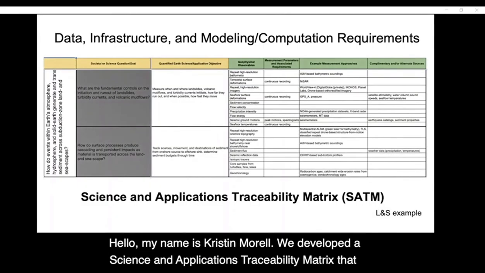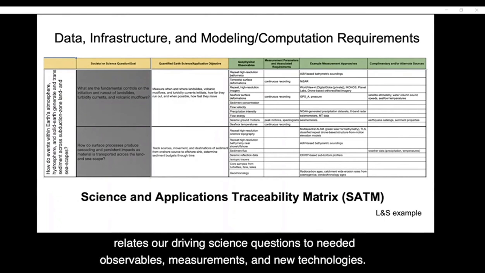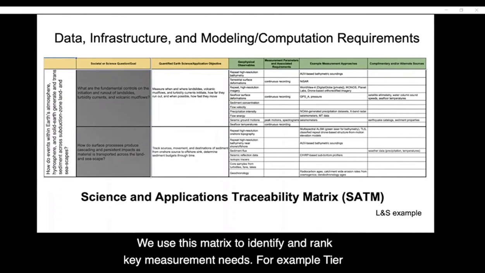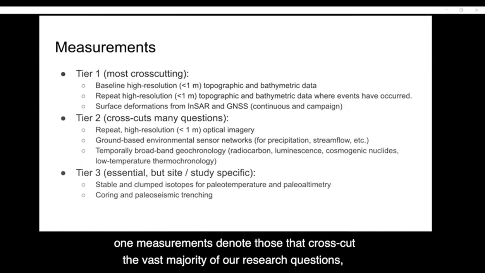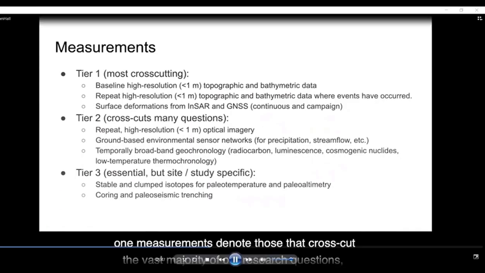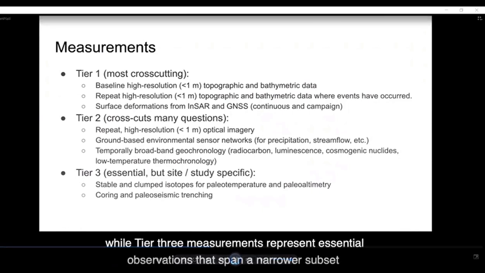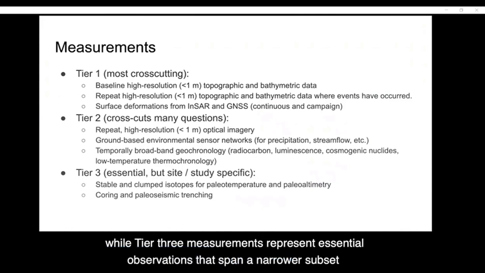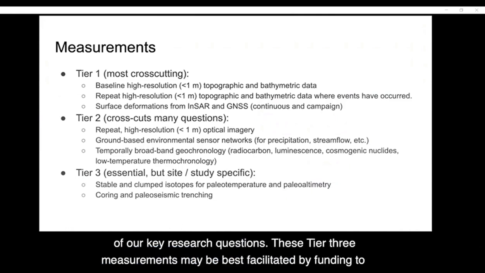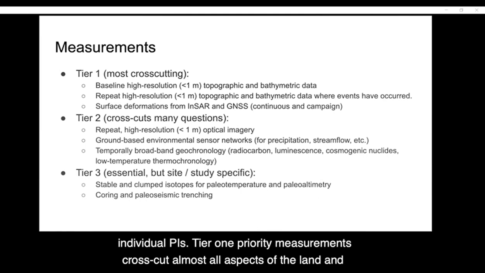We developed a science and applications traceability matrix that relates our driving science questions to needed observables, measurements, and new technologies. We use this matrix to identify and rank key measurement needs. For example, Tier 1 measurements denote those that cross-cut the vast majority of our research questions, while Tier 3 measurements represent essential observations that span a narrower subset of our key research questions. These Tier 3 measurements may be best facilitated by funding to individual PIs.